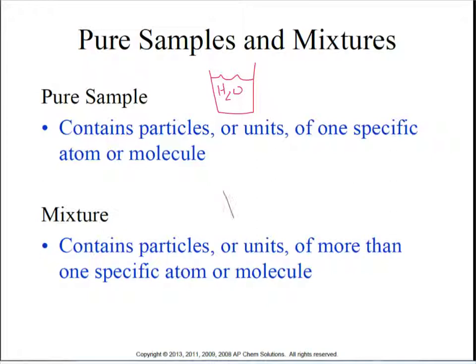However, if you have water, there's H2O in there, but if you put a little bit of salt in there, there's also going to be the Na+ and Cl-. Even though you can't really see those individual parts, it's a mixture because it contains particles or units of more than one specific atom or molecule.